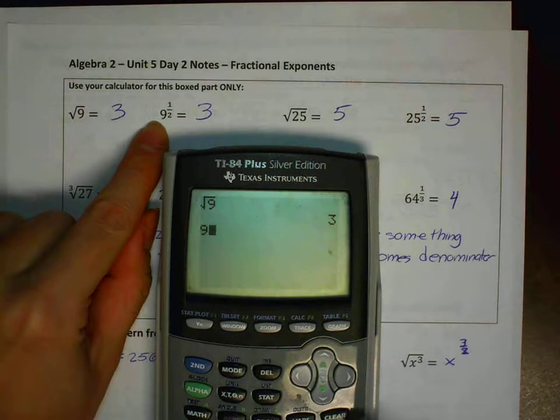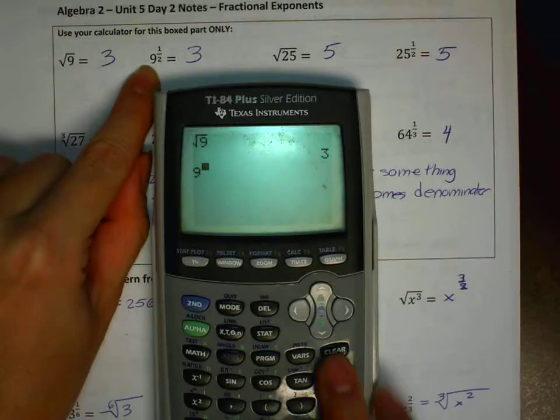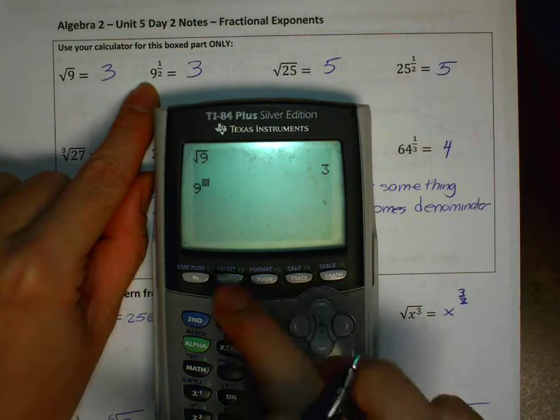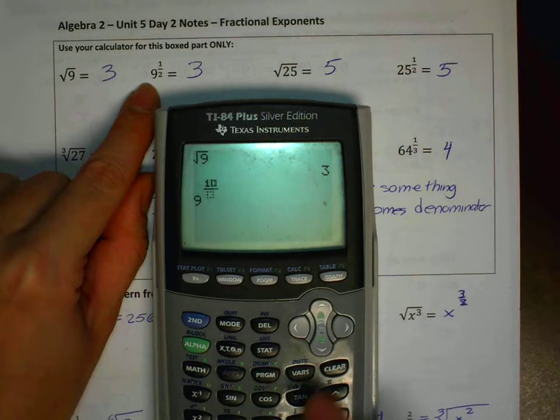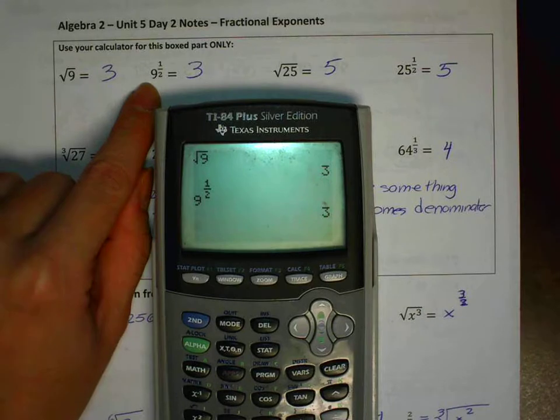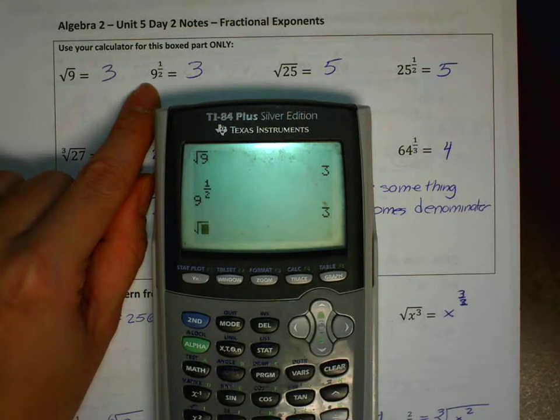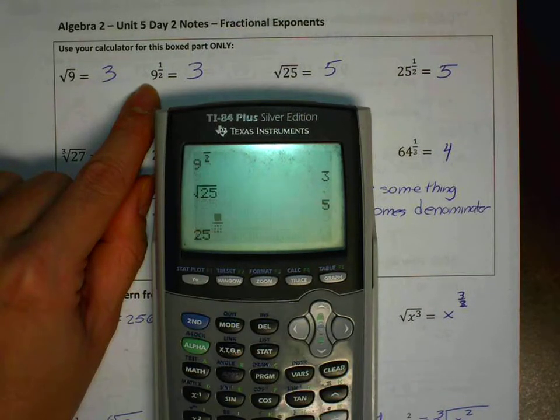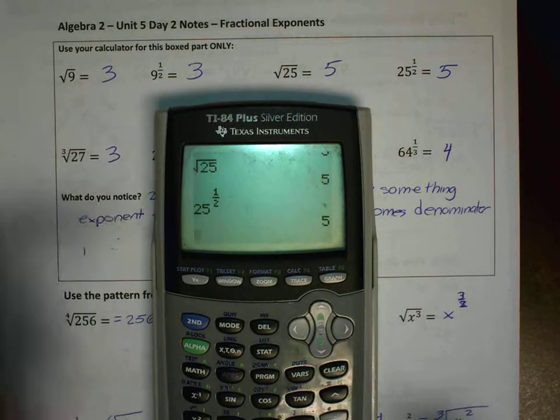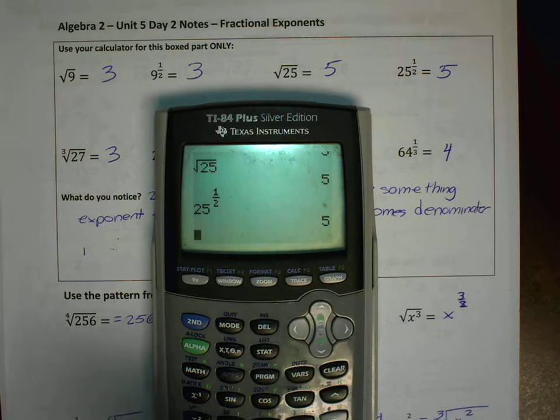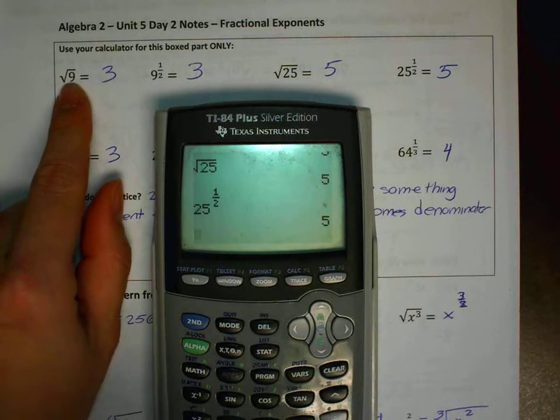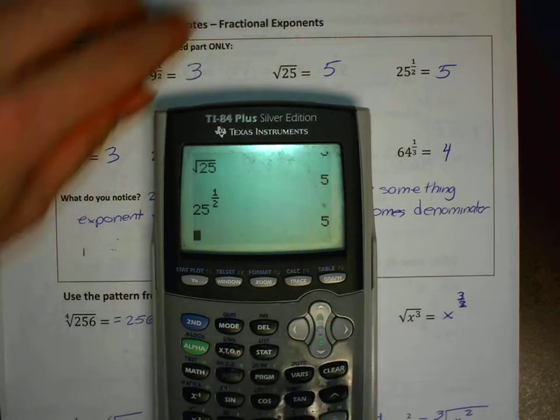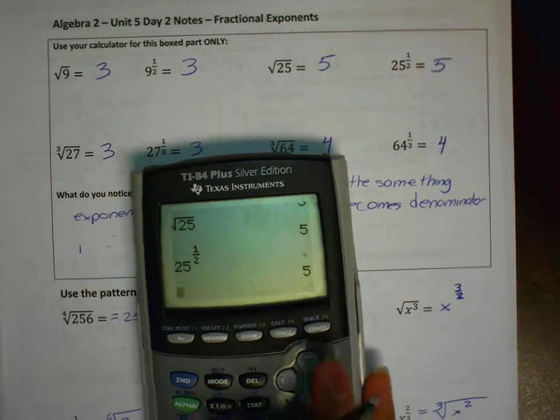So 9 to the, remember I used this little caret key right here when I want to raise something to a power, to the 1/2, I get the same thing. And same thing, if I do the square root of 25, I get 5. But when I do 25 to the 1/2, I also get 5. So it is the same answer. It's just a different way of writing the same thing. So I can either call this the square root of 9 or 9 to the 1/2, square root of 25 or 25 to the 1/2.